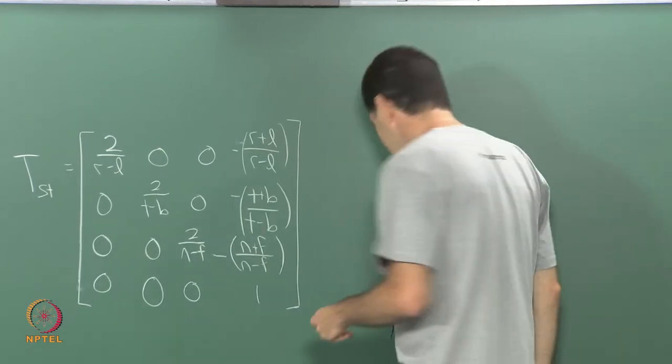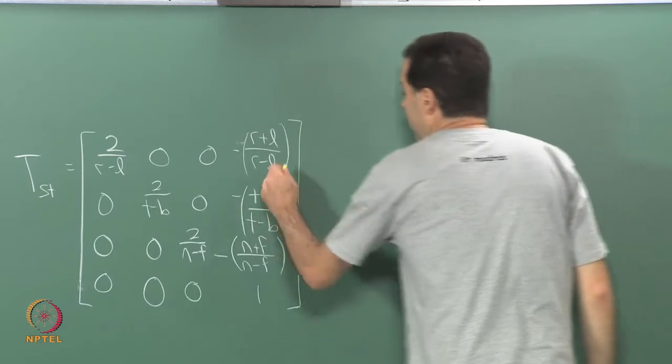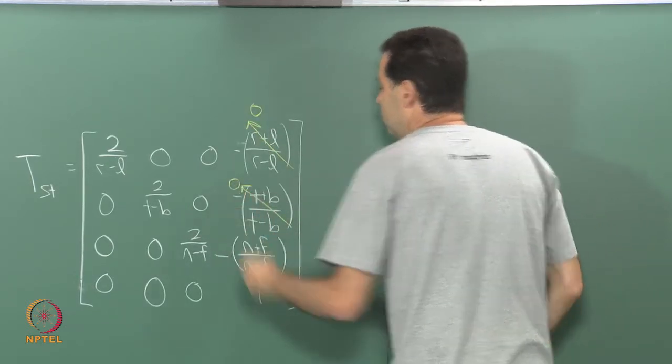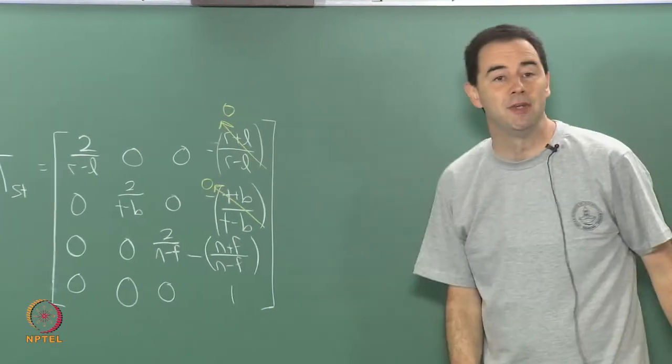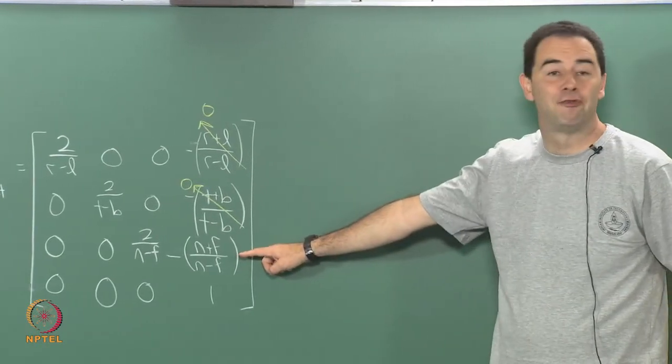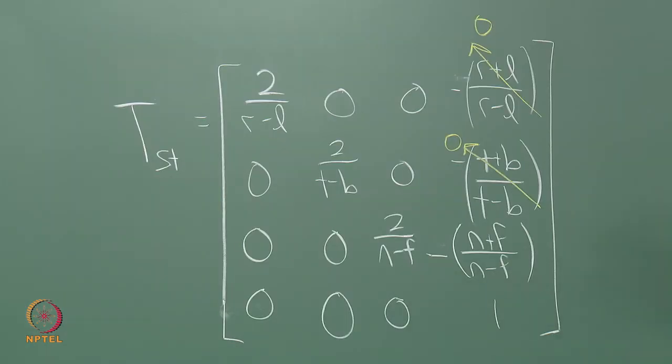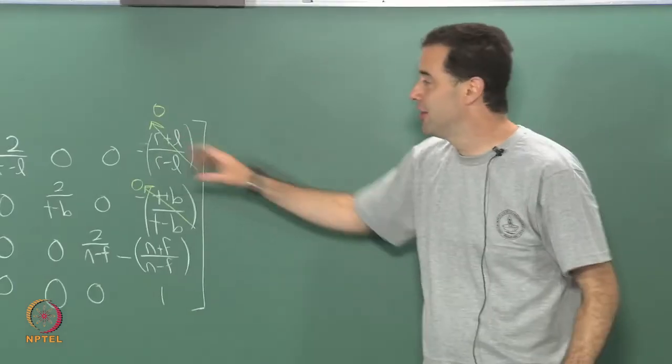And so because of that symmetry, this component goes to 0 and this component goes to 0 because R plus L is 0 and T plus B is 0. However, the near and far planes are not perfectly centered so that the origin is directly between them. So this term stays. So if you want to simplify that matrix from last time, this is how to do that.